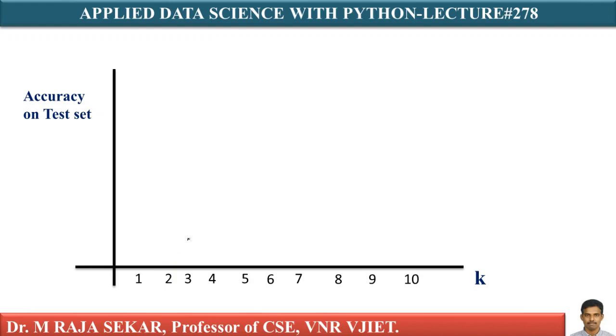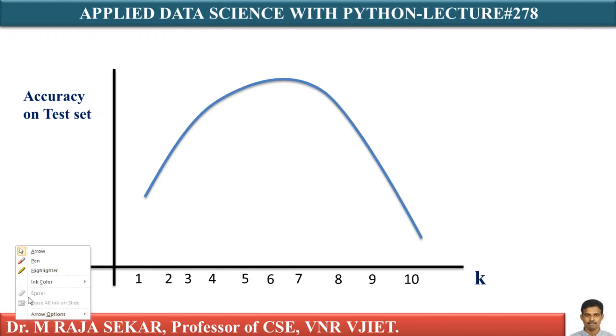Typically what happens is as k increases, the accuracy gets higher, which is better. What is the maximum value of accuracy? In lecture number 273, I discussed that the maximum value of accuracy is 1 and the minimum value is 0. It always lies between 0 and 1.